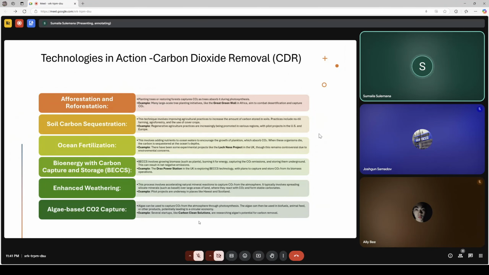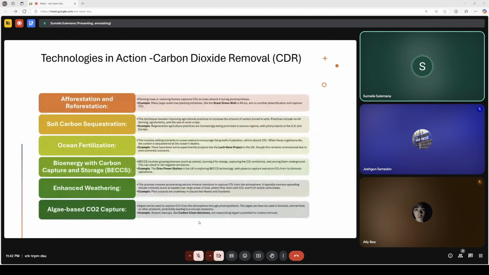So let's look at algae-based CO2 capture. Algae can be used to capture CO2 from the atmosphere through photosynthesis. And algae can also be used in biofuels, animal feeds, or other products, potentially leading to a circular economy. An example of such a startup is Carbon Clean Solutions, which is researching algae's potential for carbon removal.